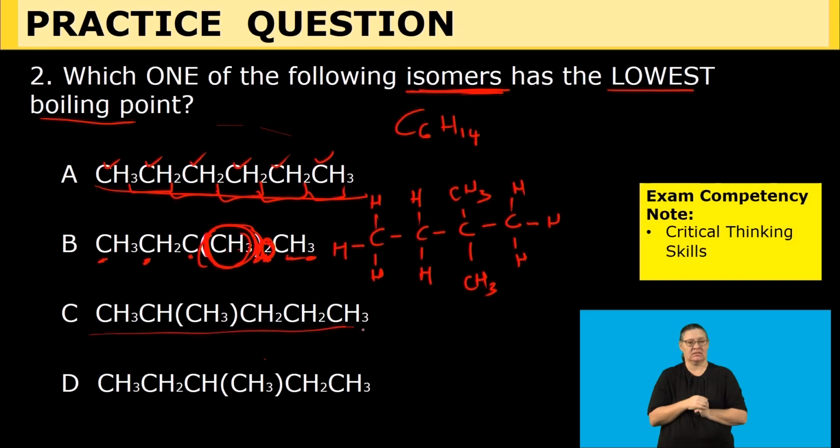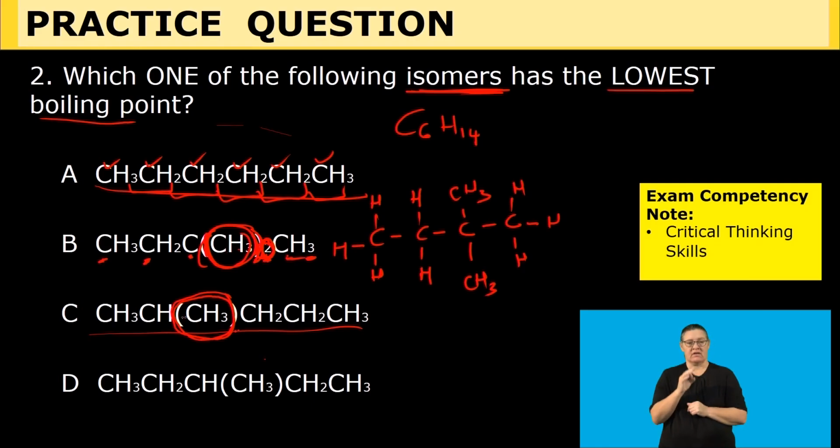Now, this one here only has 1 branch. Whatever is inside the bracket is a branch, and if there's a number, a subscript there, that subscript would show how many branches of the same type are found in that carbon. So that means this one will only have 1 branch.